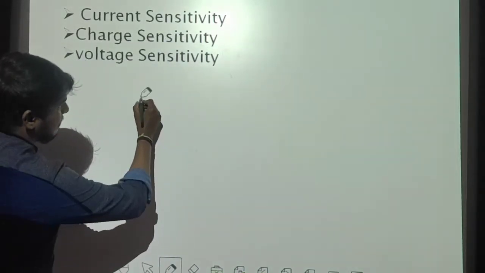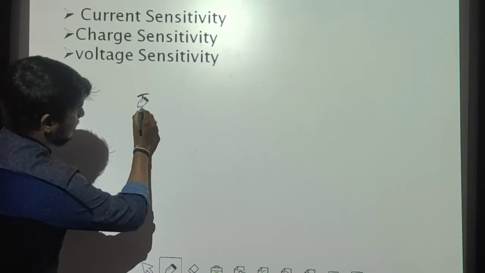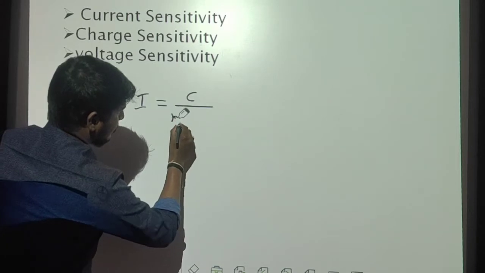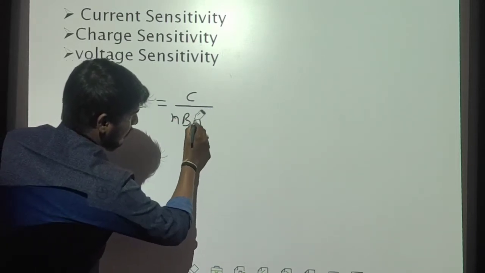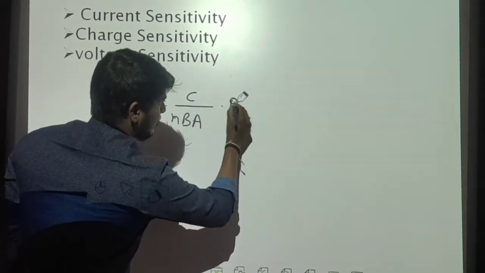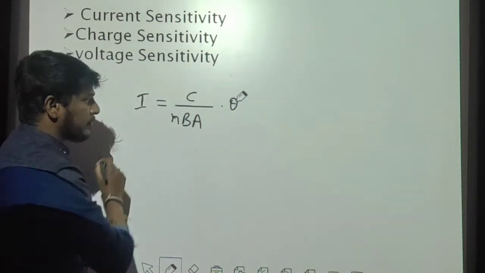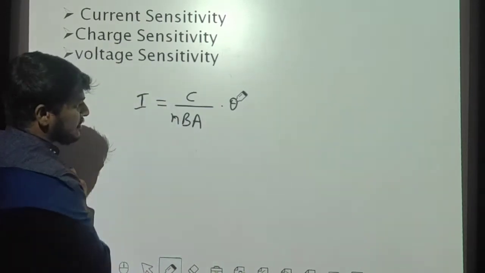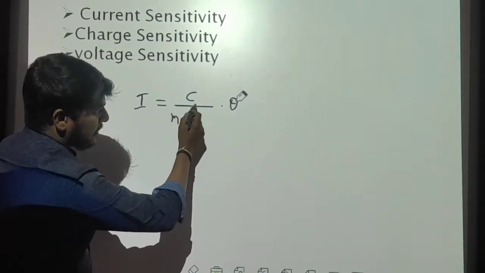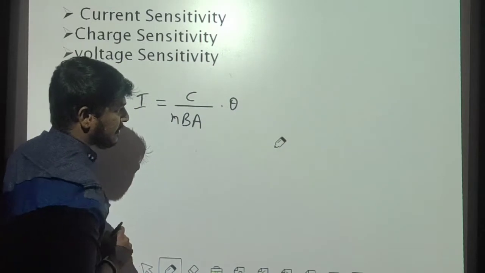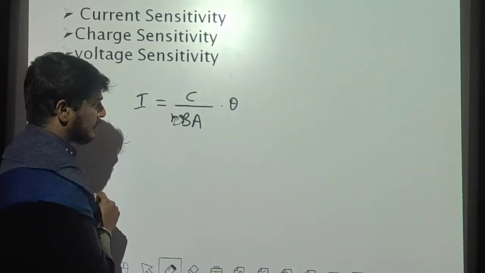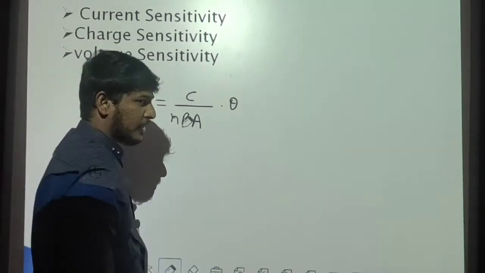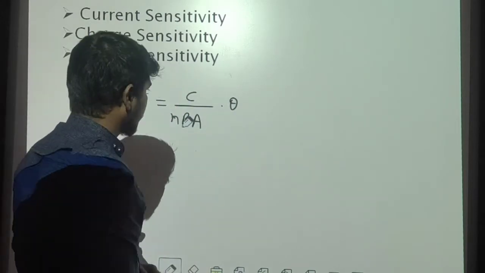The first equation is I = (C/N B A) θ. This is one of the equations we have already discussed in the theory of the ballistic galvanometer. Here I is the current, C is the restoring couple per unit twist, N is the number of turns, B is the magnetic field, A is the area of cross section, and θ is the amount of deflection produced.